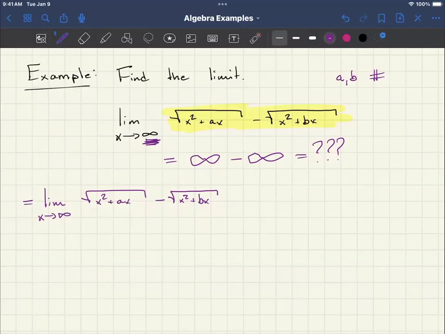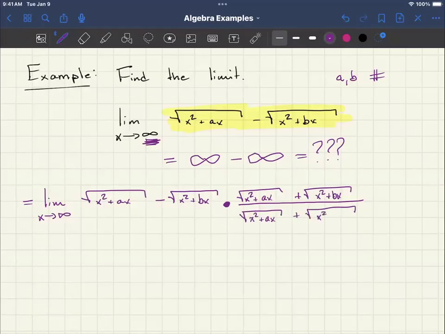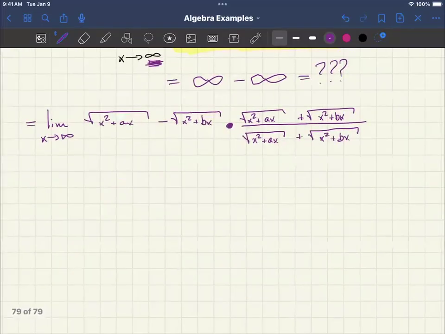We're going to multiply by a fancy one, and our fancy one in this case is going to have the square root of x squared plus ax, and we are going to add instead the square root of x squared plus bx. And to make this a fancy one, the same thing has to be on the bottom, on the denominator, as we see on the numerator. That allows us to just multiply by our fancy one. We haven't actually changed our problem at all. We've just modified things a little bit.